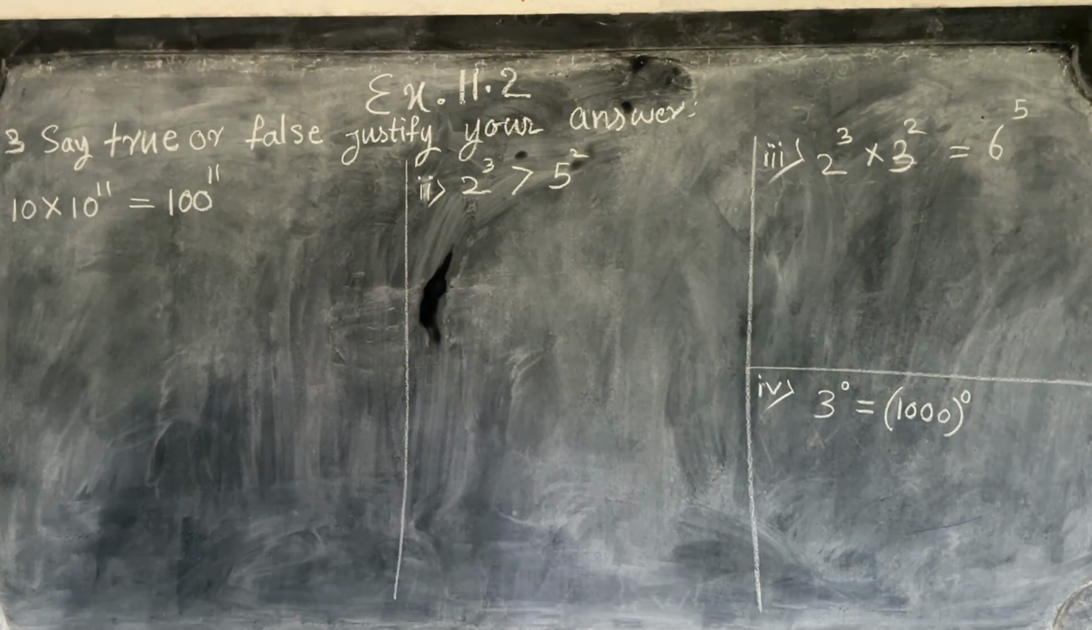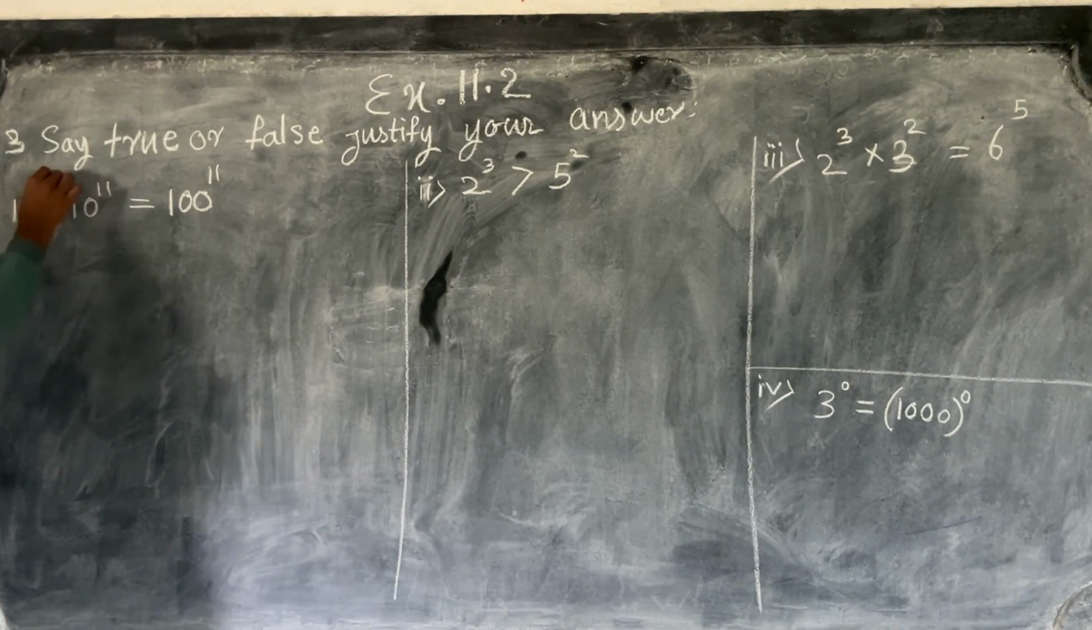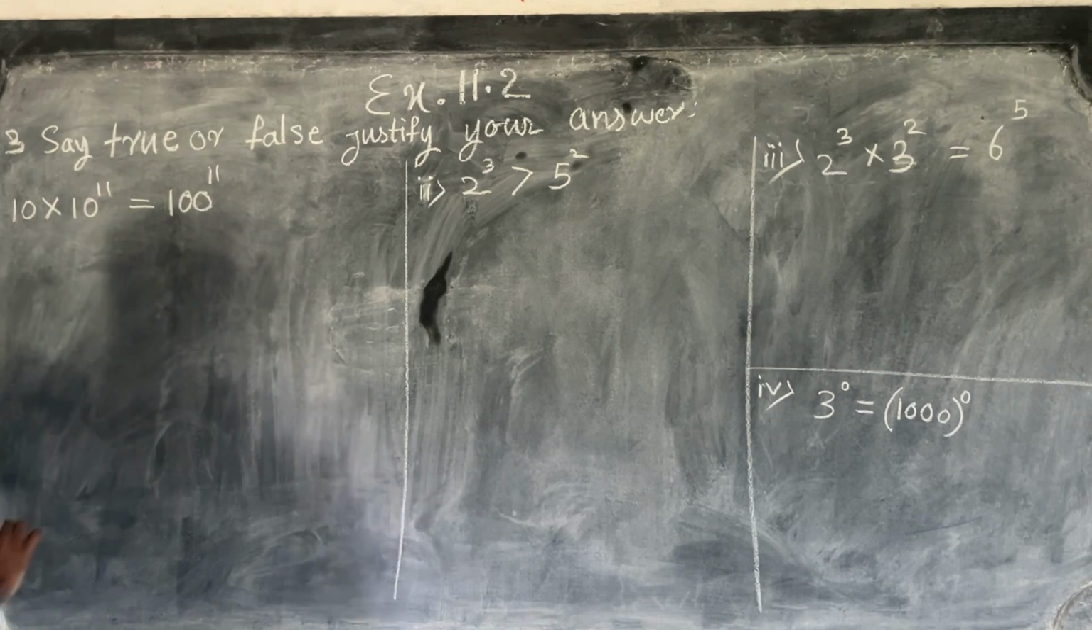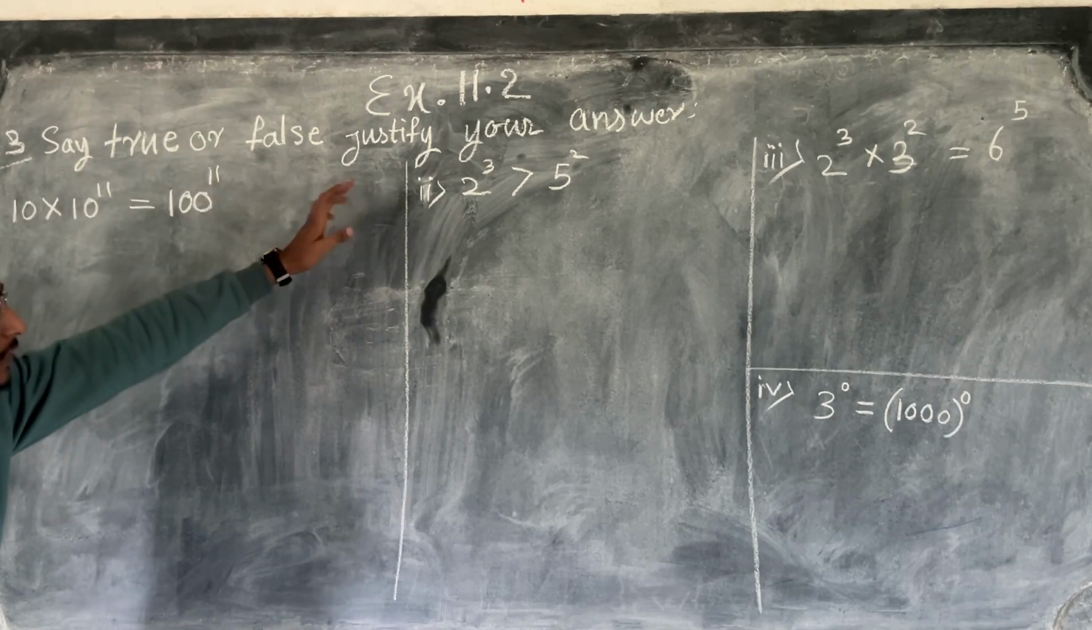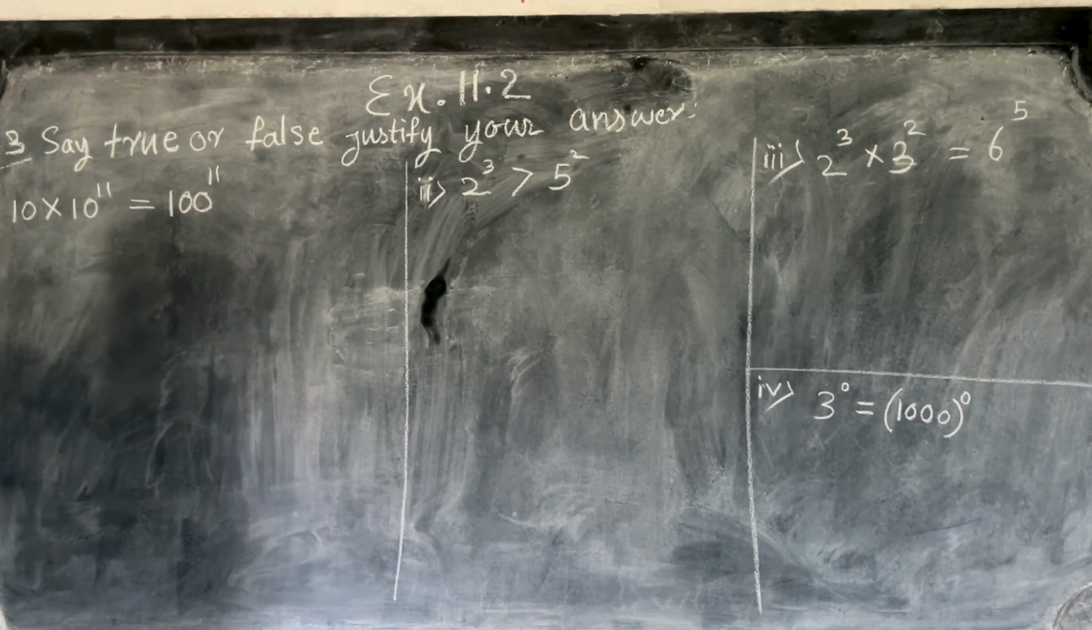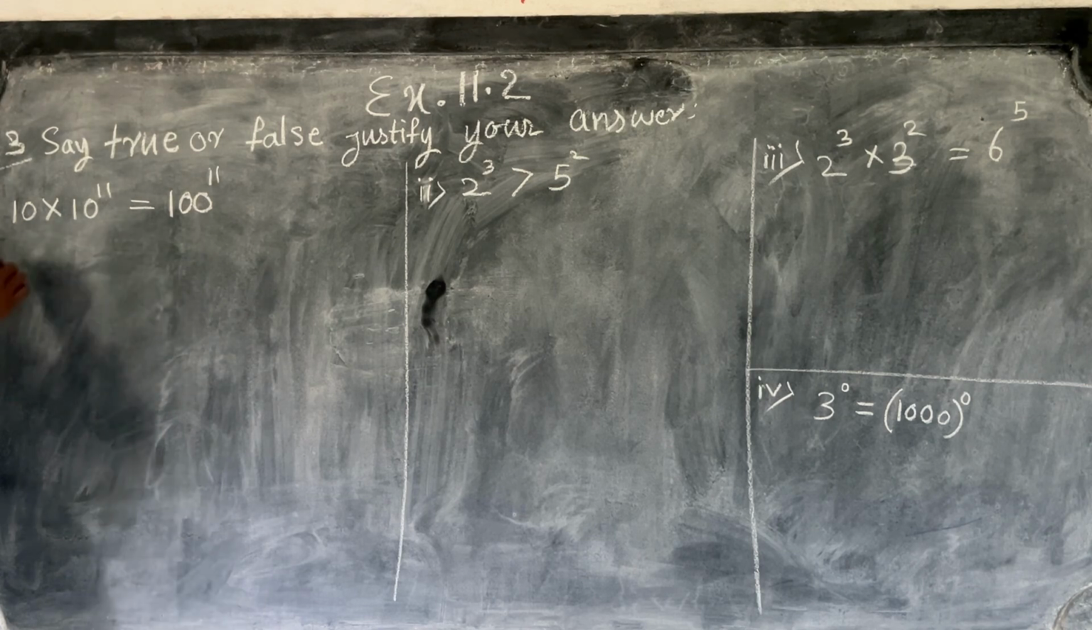So come to the next question. In this question we have to say whether the given expression or equation is true or false, and we have to justify our answer. Say true or false and justify your answer. There are 4 equations. We have to first justify whether the given statement is true or false.